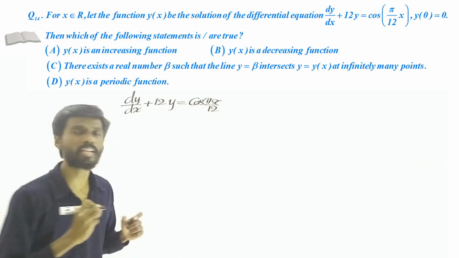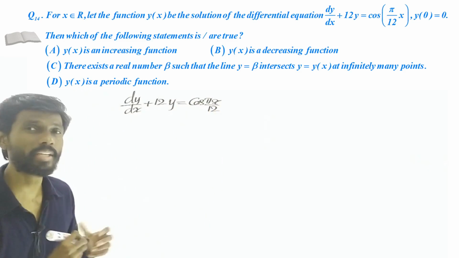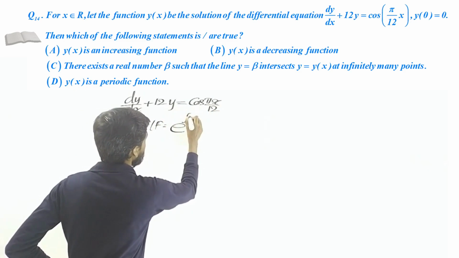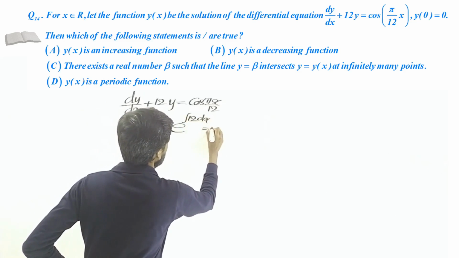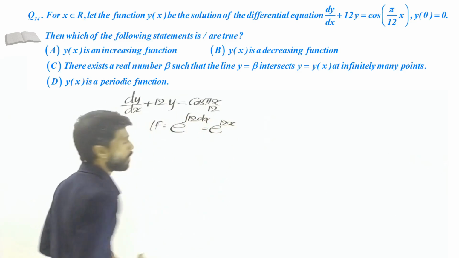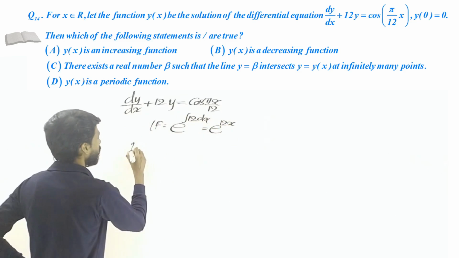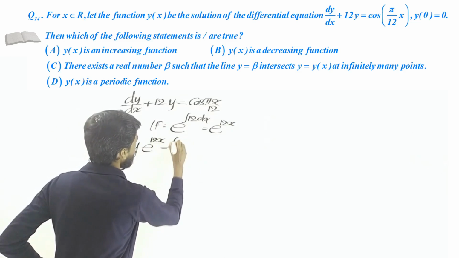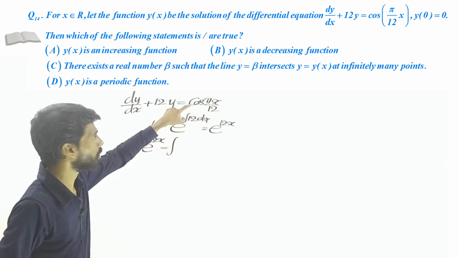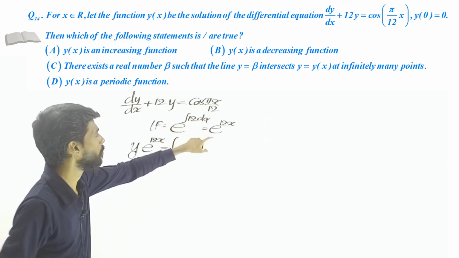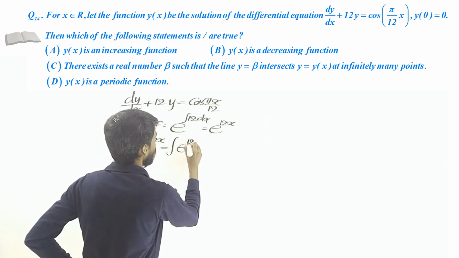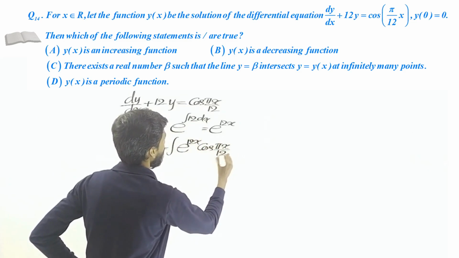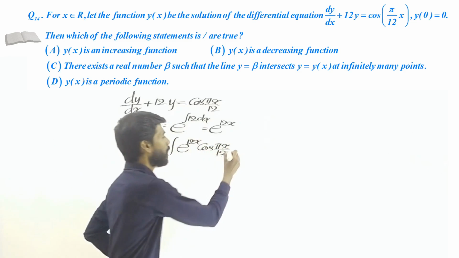So this is a linear differential equation, so we can find the integrating factor. The integrating factor equals e to the power integral p dx, so 12 dx, which means e to the power 12x. Now what is the solution of this? y multiplied by the integrating factor, so y multiplied by e to the power 12x, equals the integration of q, that is cos pi x by 12, multiplied by e to the power 12x. So this integration we have to do, that's it.